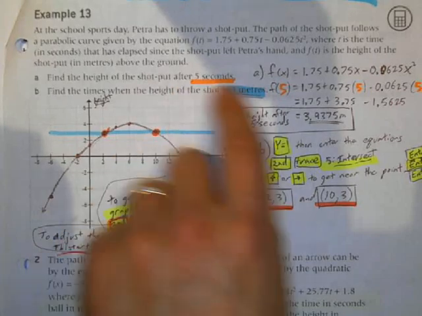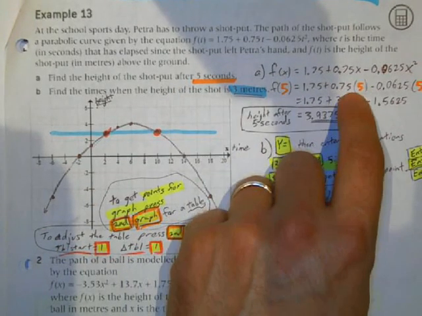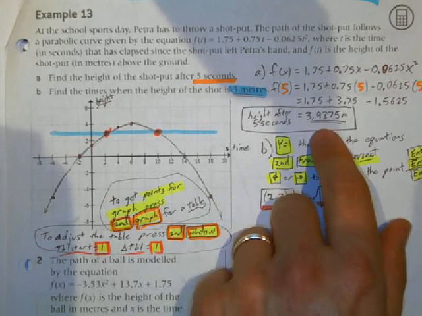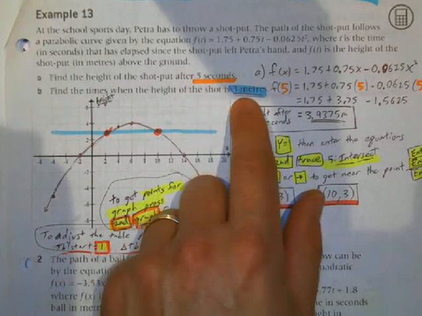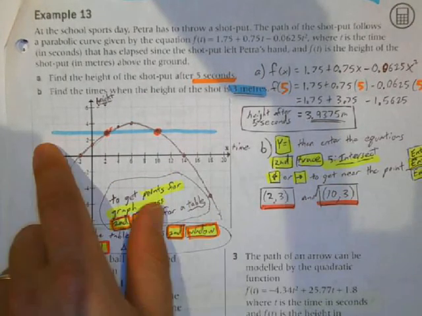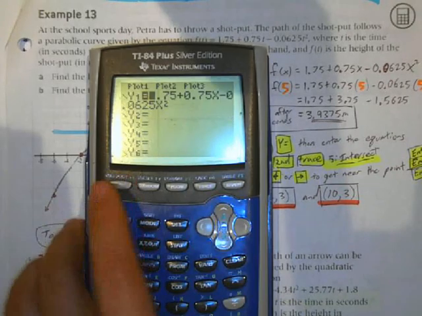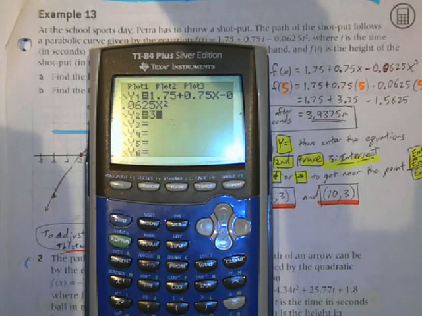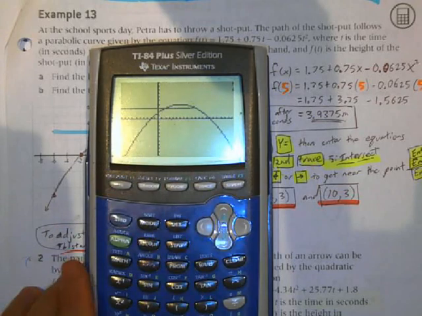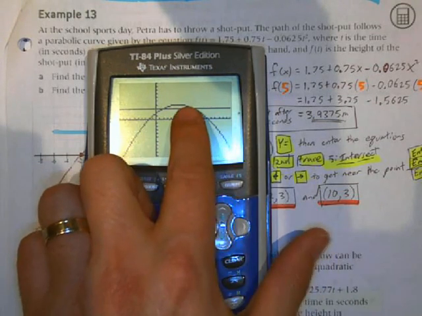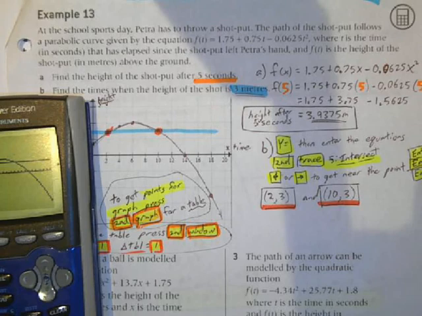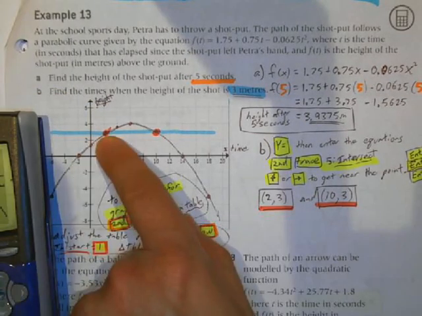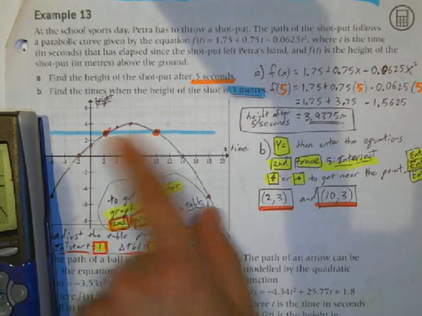So, question A, find the height of the shot put after 5 seconds. So I'm going to plug in 5 for the time, and then we figure out the height after 5 seconds. Question B, find the time when the height of the shot put is 3 meters. So what I've done is I'm going to set an equation equal to 3. So I'm going to make another line and make this equal to 3. And now we're going to have a horizontal line cut the parabola when y equals 3. If I want to figure out where these two meet when y equals 3, I need to figure out the intersection.